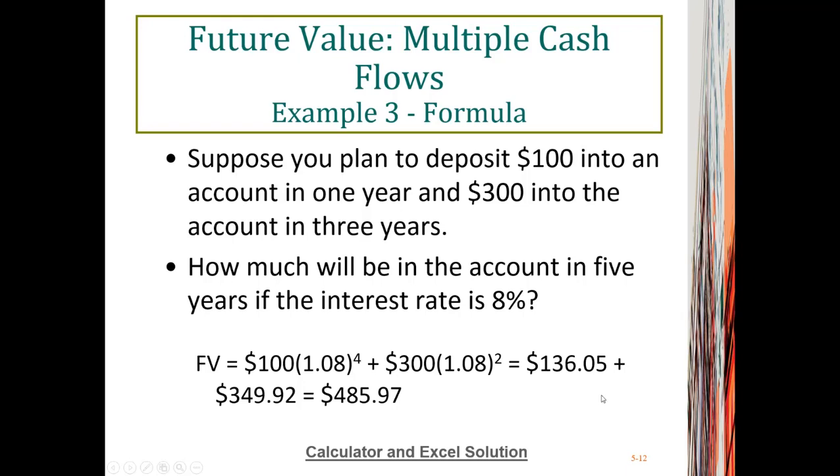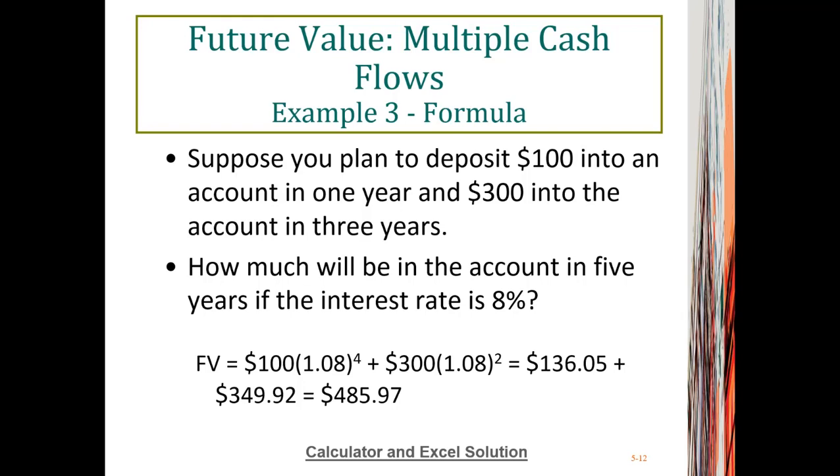Here's more examples of calculating future value. Suppose you plan to deposit $100 into an account in 1 year and $300 into the account in 3 years. And notice that there's no cash flow in the second year. And here, once again, you need to draw a timeline so you will be very clear about how many times you need to compound on every cash flow. And the question here is, how much will be in the account in 5 years if the interest rate is 8%?